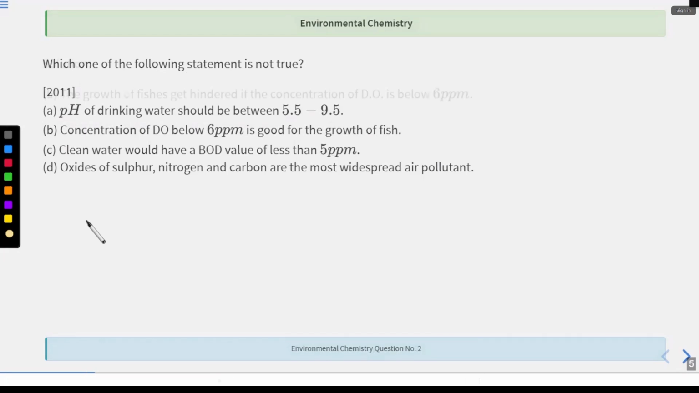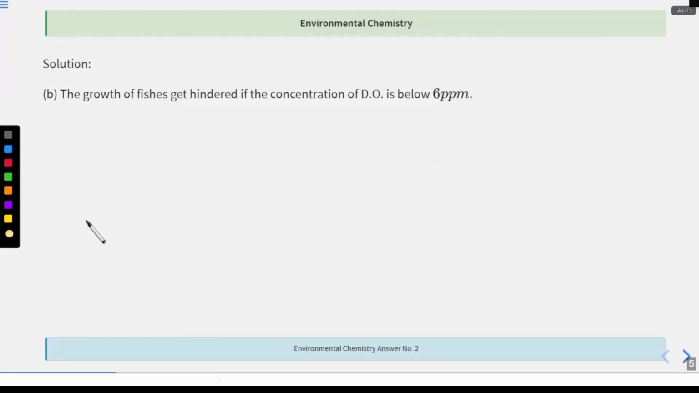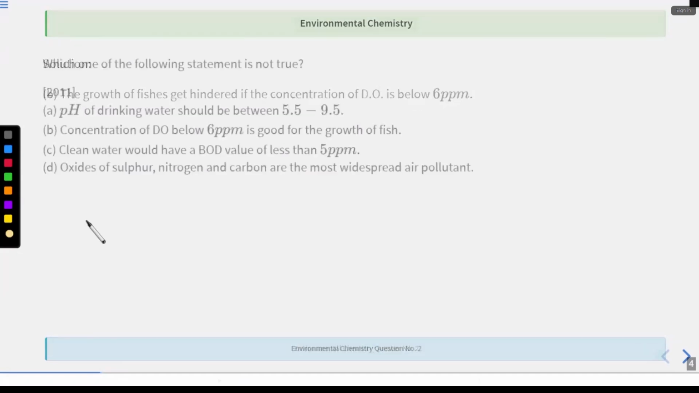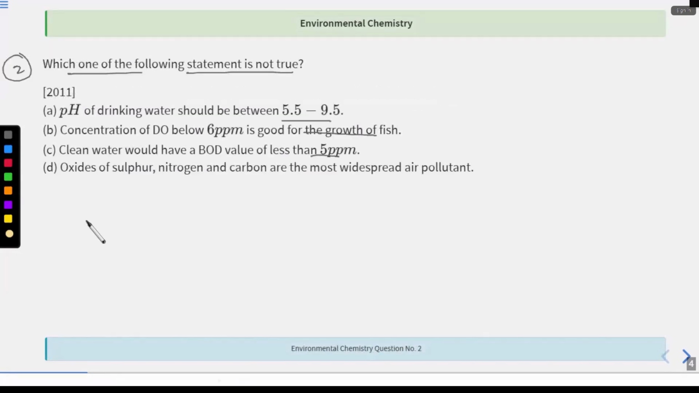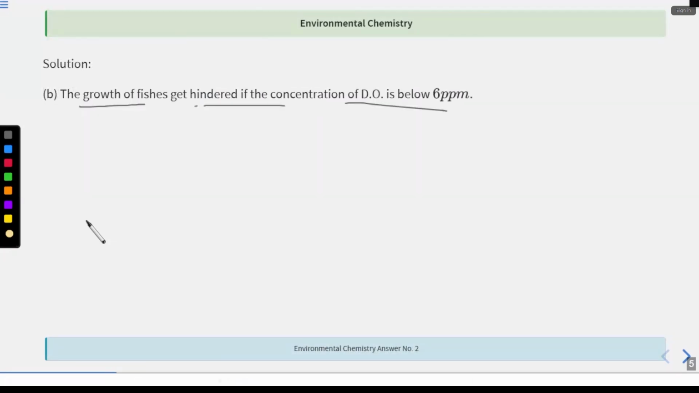Okay, so let's see. Option B: the growth of fishes gets hindered if the concentration of DO is below 6 ppm. DO means dissolved oxygen. They are saying that concentration of dissolved oxygen below 6 ppm is good for growth of fish. So this is wrong. Actually, what happens is, if DO goes below 6 ppm, then growth of fishes gets hindered.